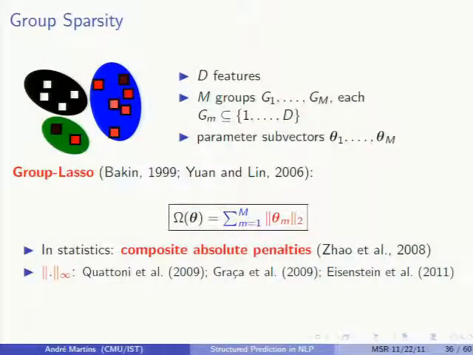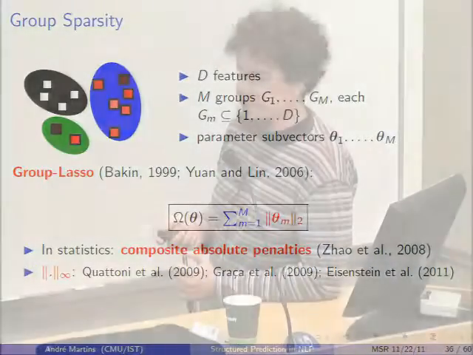All right, so people have used these in statistics under different names, like composite absolute penalties. They try to play with different norms, not just L1 and L2. For example, the L infinity norm is something which is used here as well.